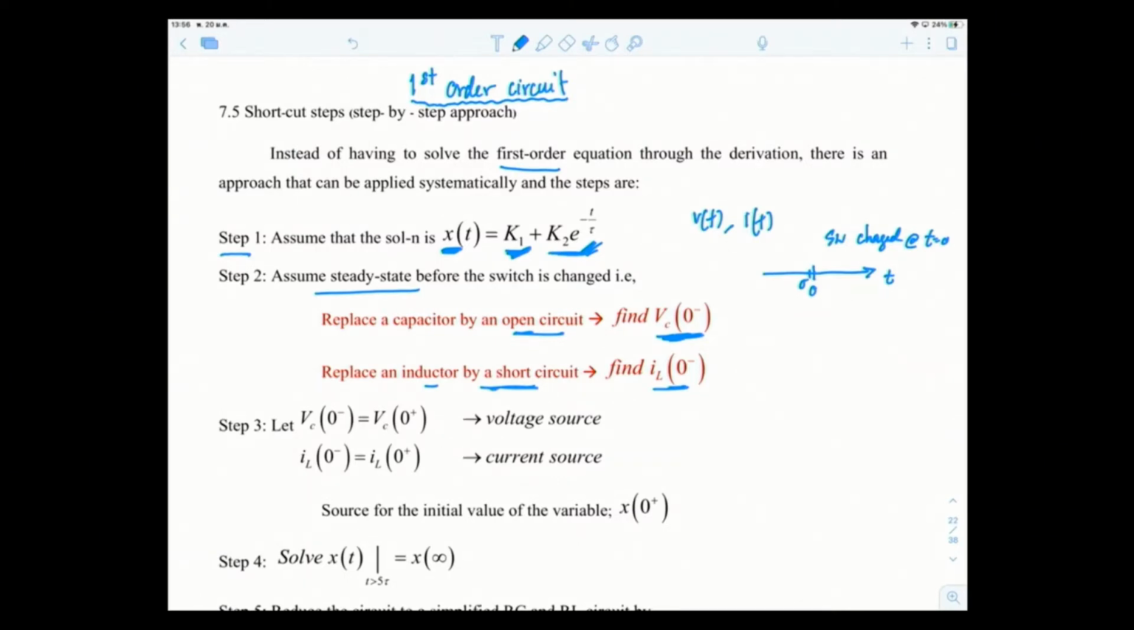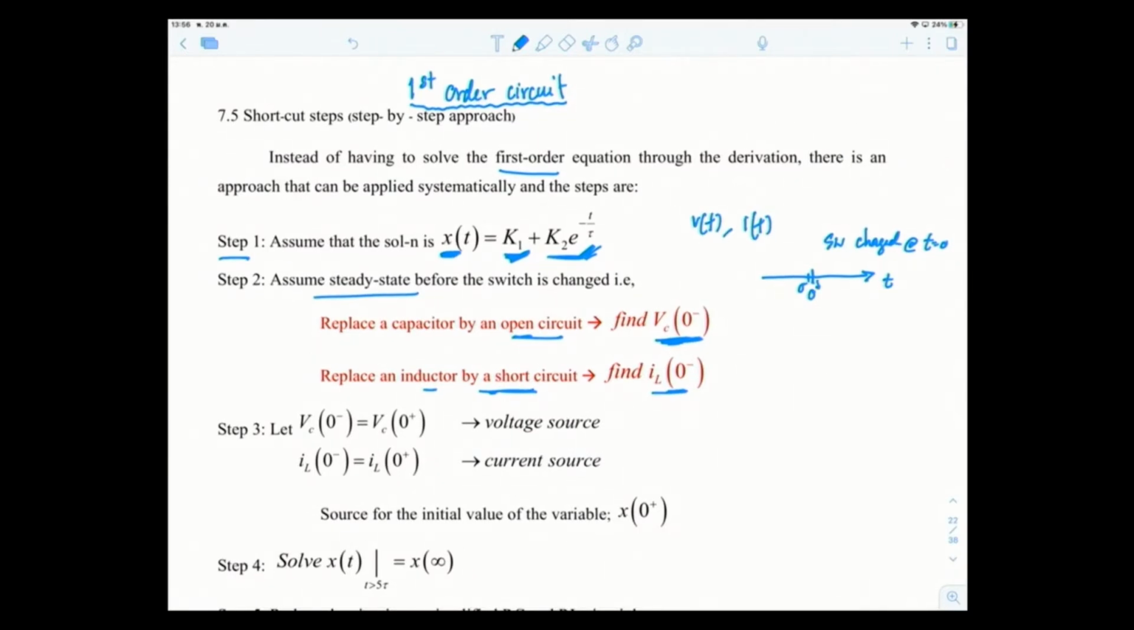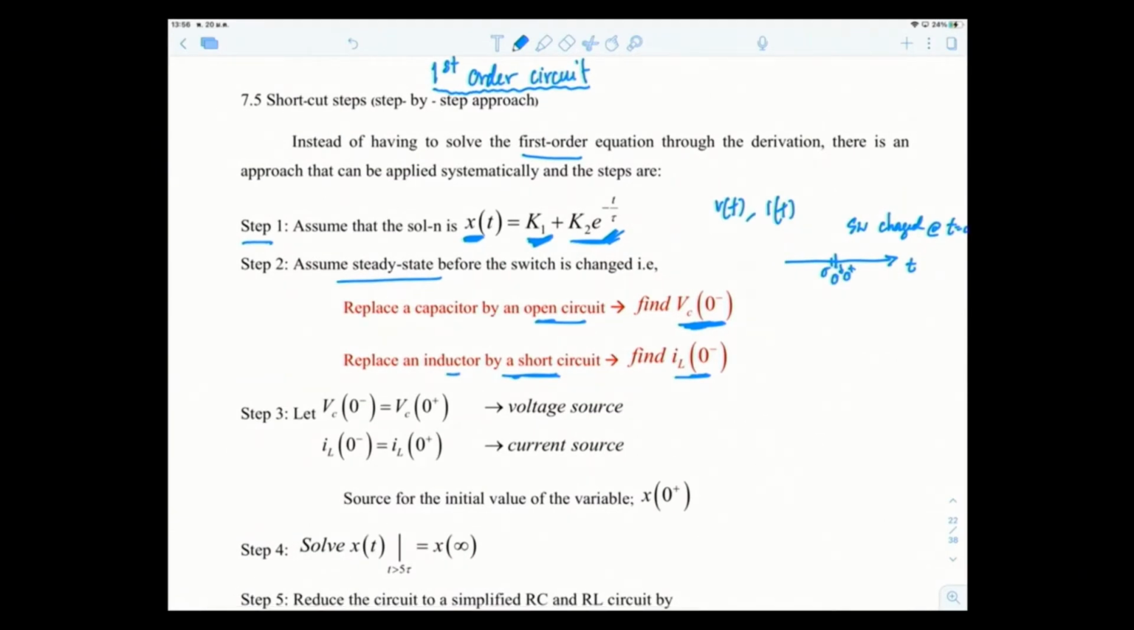Step 3. The switch changes at t equal to 0. You want to find out what happens at t equal to 0 plus, just after the switch has moved. Due to another rule of the capacitor, the capacitor voltage cannot change instantaneously. Therefore your VC at 0 plus will be equal to VC at 0 minus.